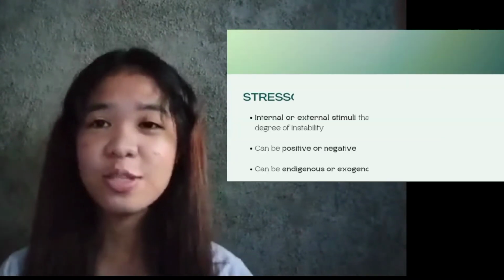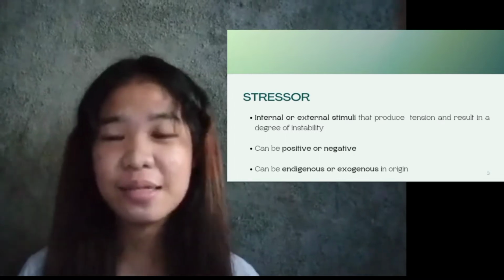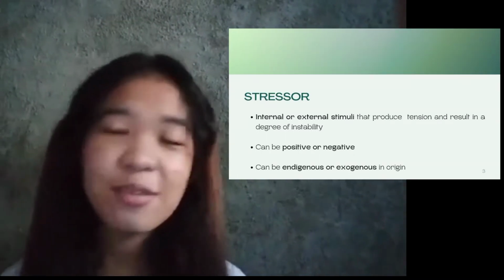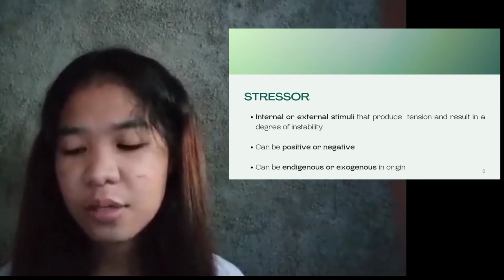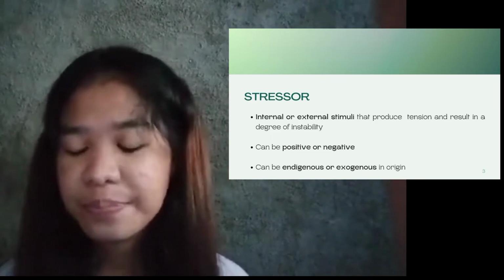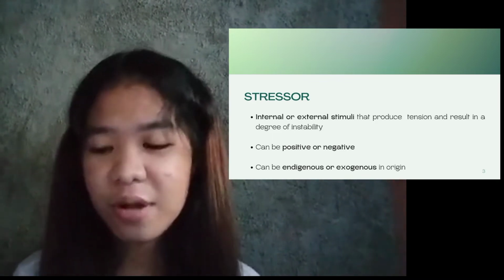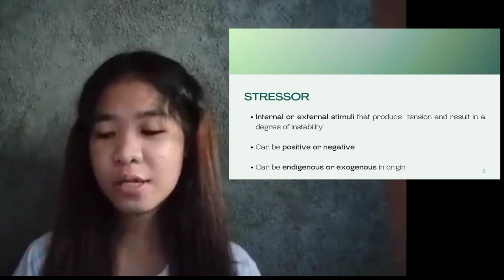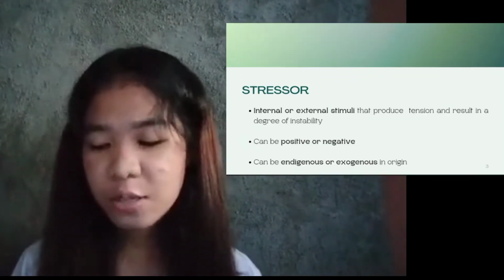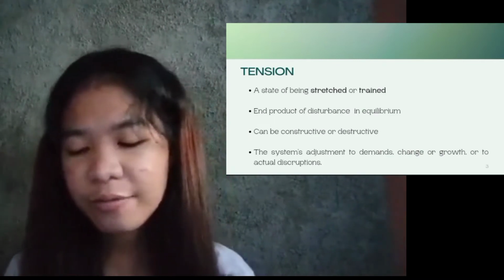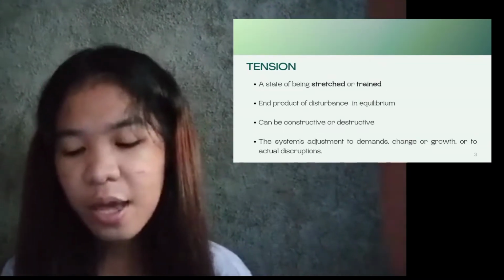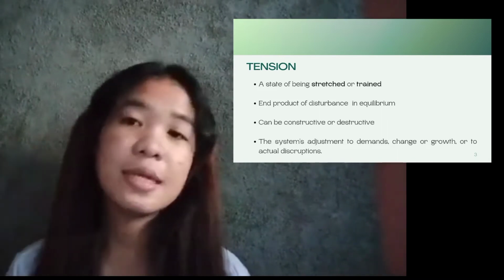So, a behavioral system has equilibrium, stressor, tension, and instability. A stressor is an internal or external stimulus that produces tension and results in a degree of instability. It can be positive or negative, endogenous or exogenous in origin. Stress will cause instability. Tension is a state of being stretched or strained and a product of a disturbance in equilibrium.